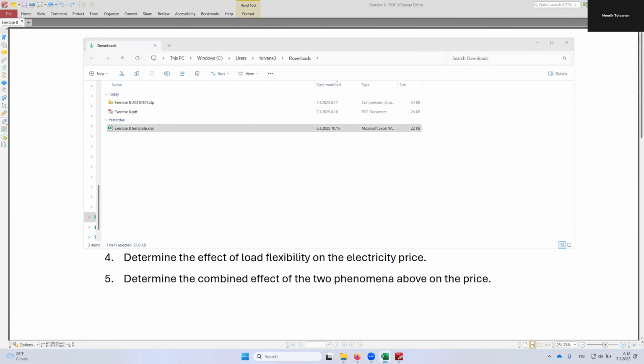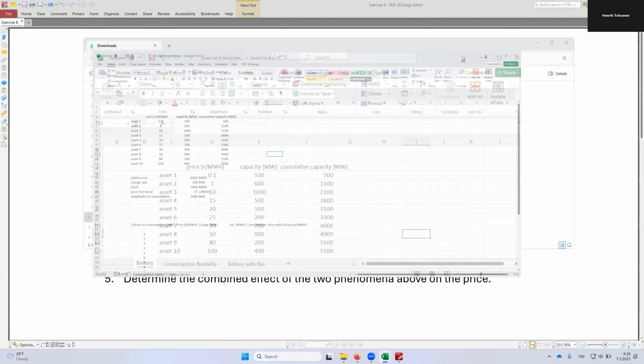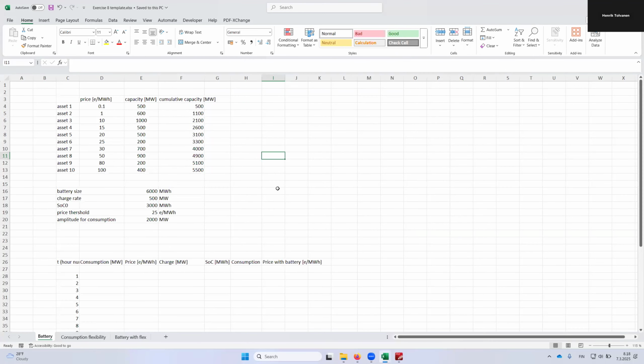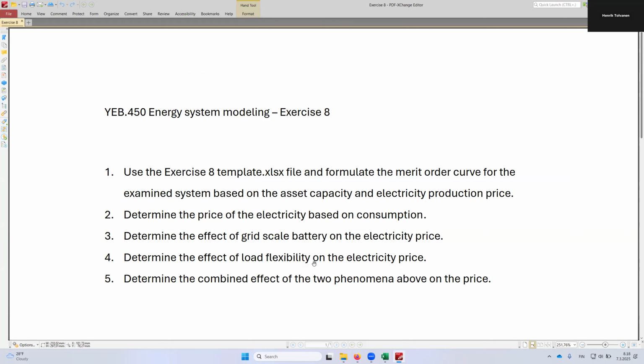So this time, what we're trying to do is understand the effect of grid scale battery and consumption flexibility on electricity price. And let's go ahead and see the assignment. So use the exercise 8 template file and formulate the merit order curve for the examined system based on the asset capacity and electricity production price. So let's go ahead and do that.